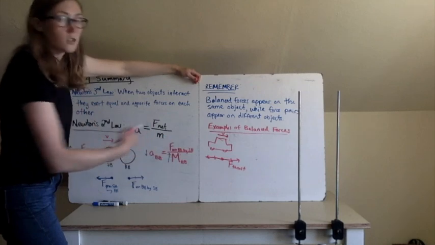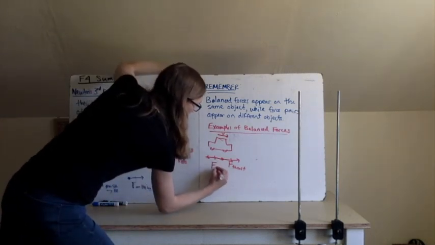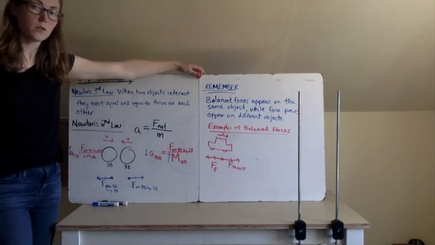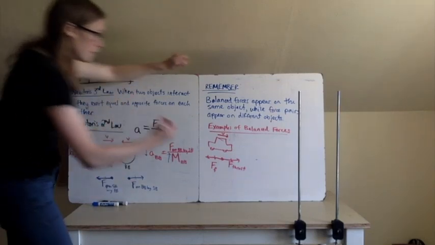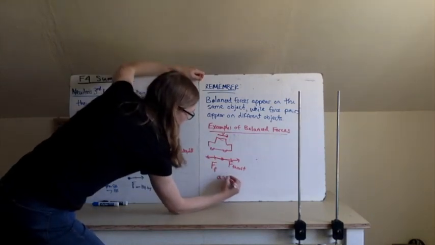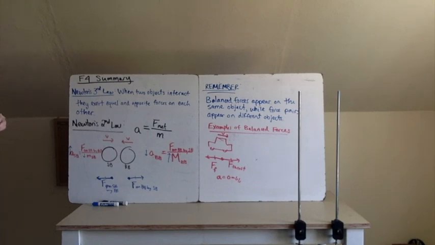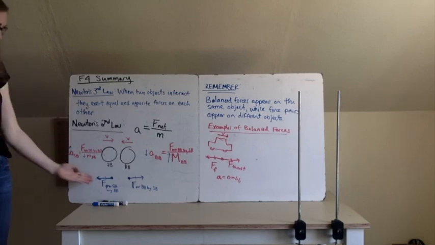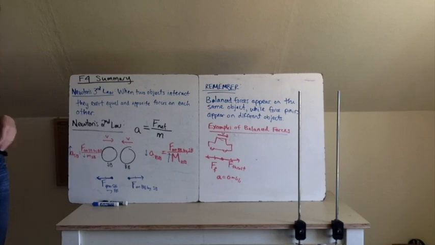So again, I'm using congruency there, but it's on the same object, force of friction that opposes its motion. So that would be an example of balanced force, meaning that the acceleration here is 0. In contrast here, the force pairs appear on two different objects. And in this situation, of course, the acceleration is not 0 because there's a non-zero net force acting on each of these objects.